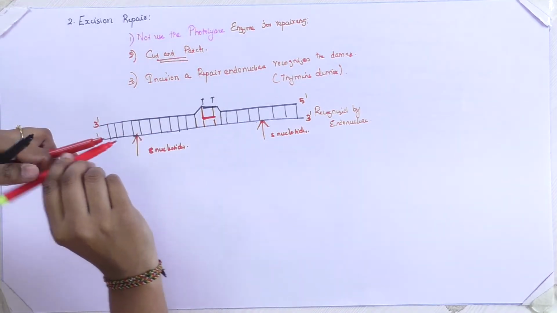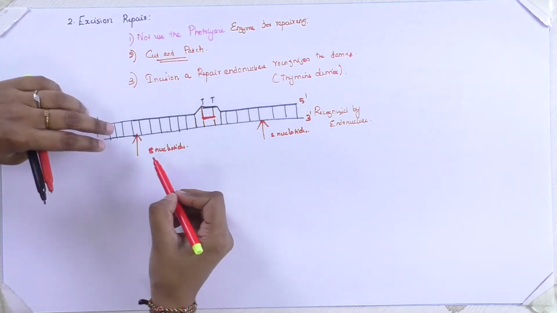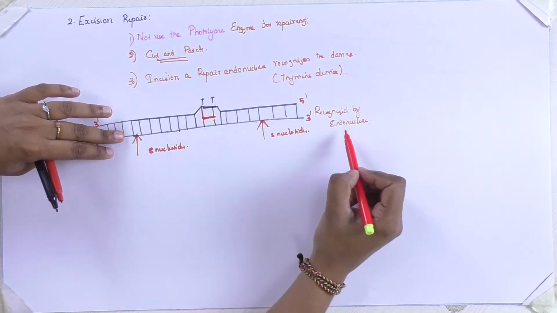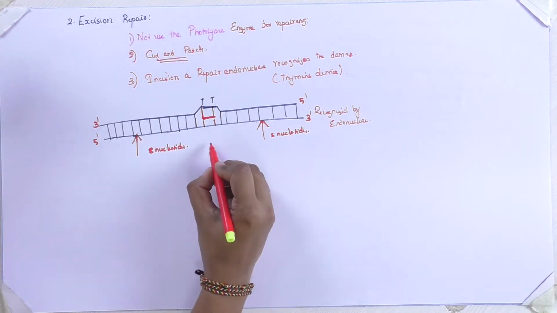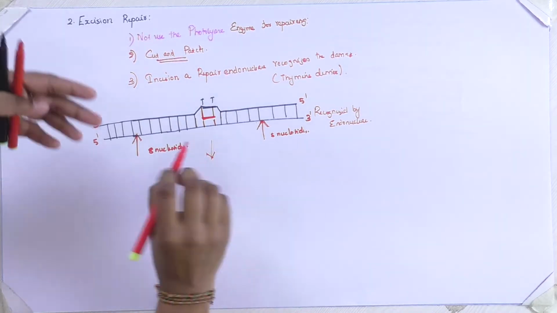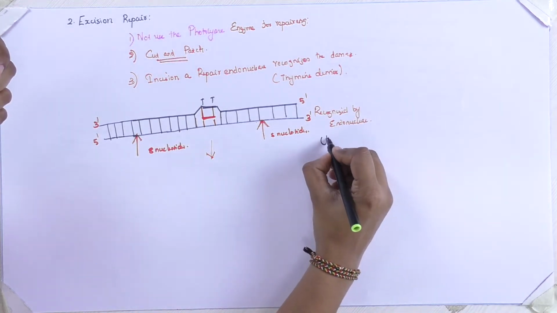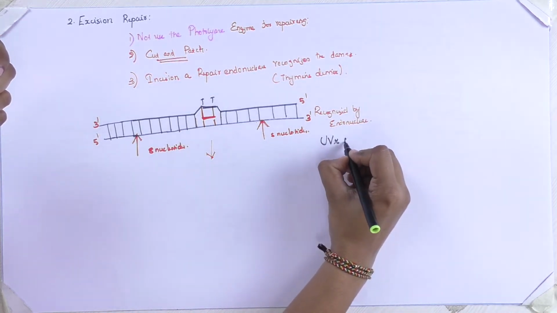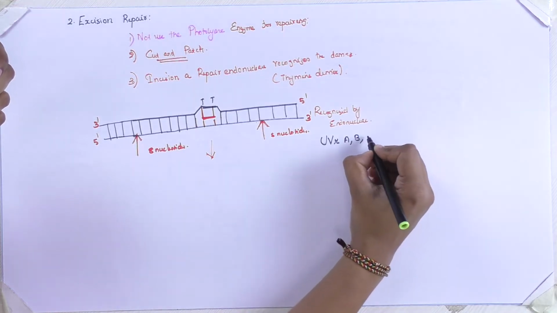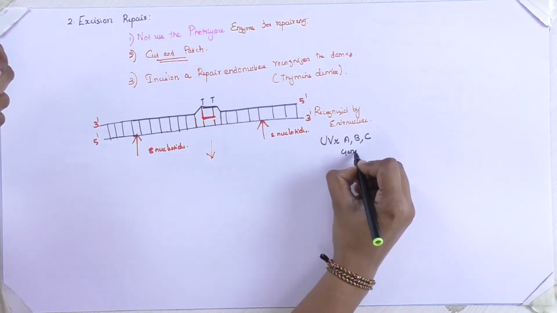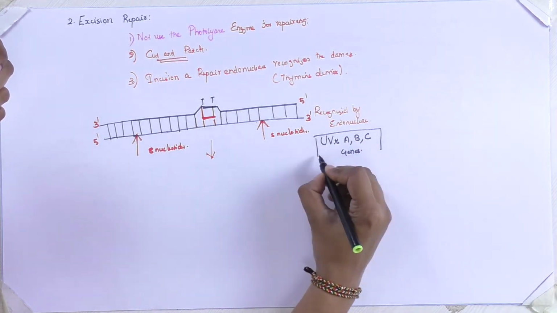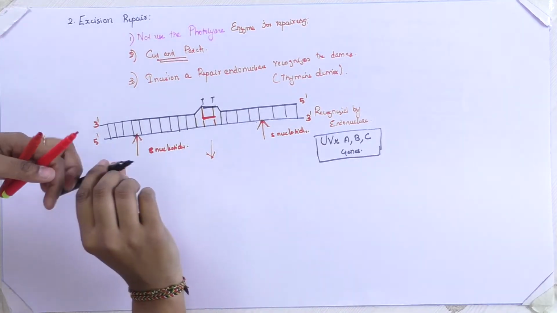The first is recognized by the endonuclease enzyme, and it is going to cleave your nucleotides, as the name indicates. It's a nuclease enzyme. Once it has been cleaved, this process is also catalyzed, or recognized, by the UVRA, UVRB, UVRC genes. So this has to be remembered. Now the dimer has been removed.